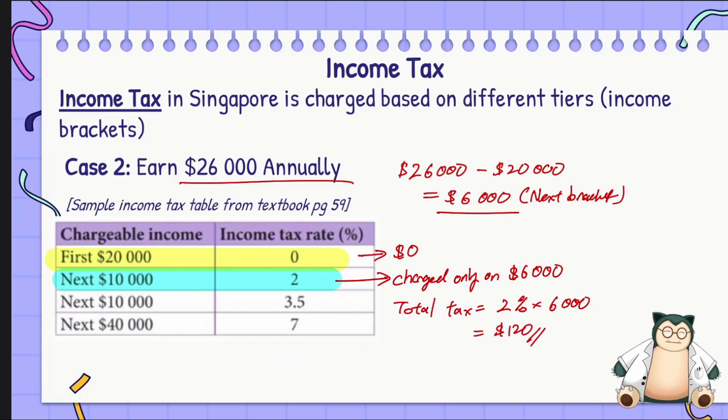Is it okay? So total tax is just $120 plus this $0, which is sort of free.